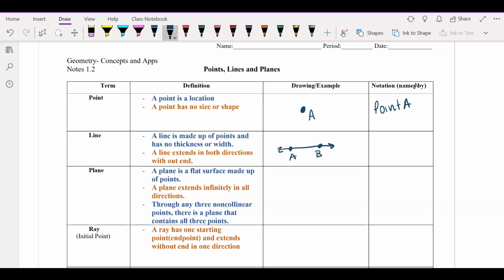The notation for a line would be AB, and you would put a bar on top with arrows going in both directions, or you can write it as BA, likewise with arrows. Another way to do it is, let's say there was a cursive L there. I swear that's an L. So then you can also name it as line L.